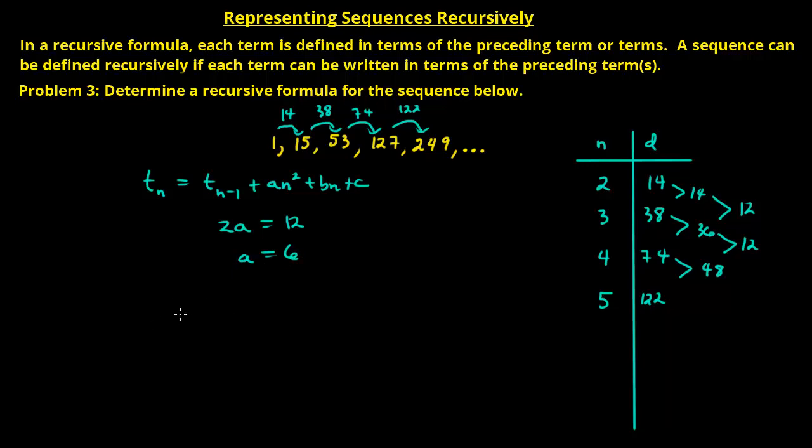Now we can figure out what else we know. We know that when n is equal to 2, we're adding 14. When n is equal to 2, d is equal to 14. So the amount that I've added to the previous term is equal to 14. And so I can build an equation out of this. I've got that 14 is equal to 6 times n squared, which is 2. So 6 times 2 squared.